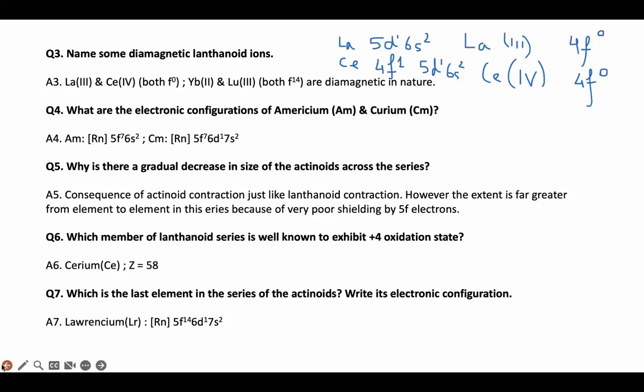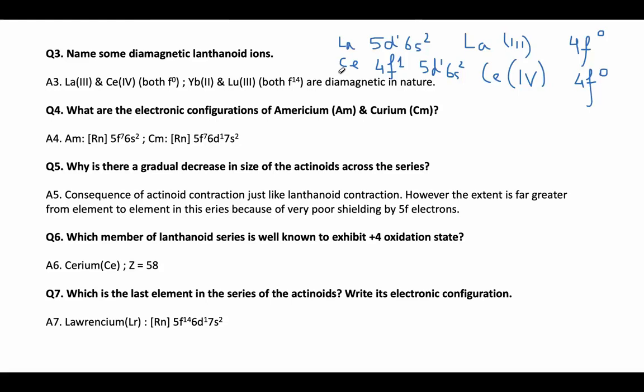So basically, we have 2 other cases also. Whenever we talk about this, F0 is the position of diamagnetic character. So what are the other possibilities where we can have diamagnetic ions? F14 is the other option to get diamagnetic ions. So if we have to get F14, we have to start from the latter half in the lanthanide series. So first one is ytterbium 2.